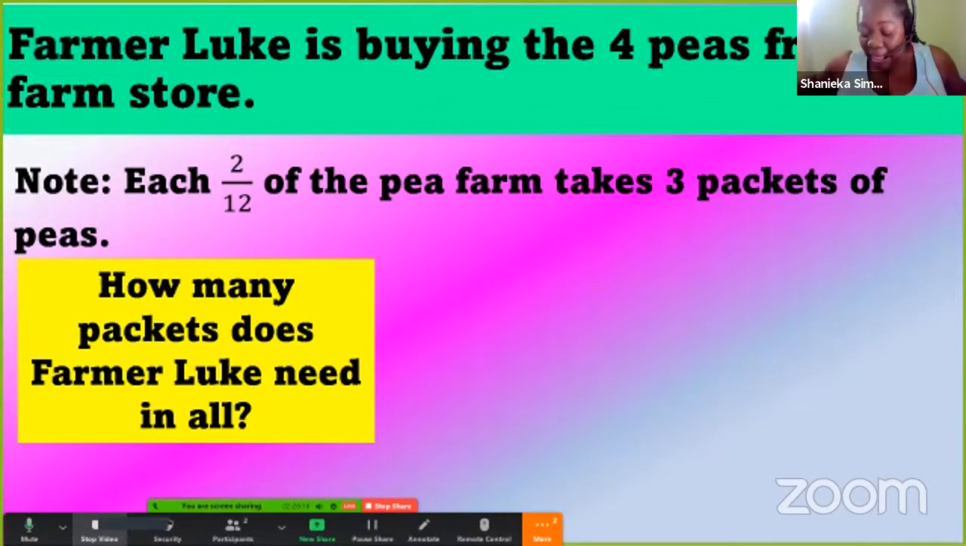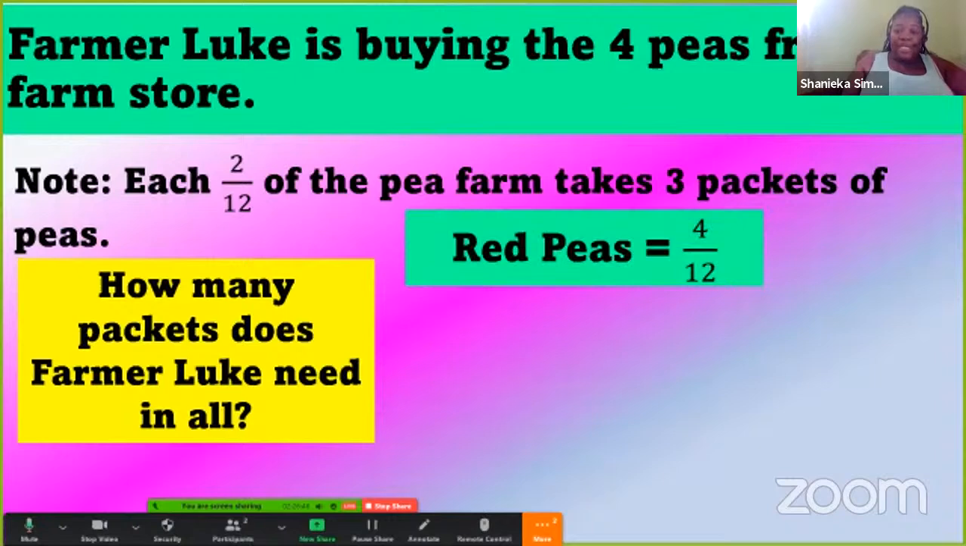So we need 6 packets of red peas, because as Jamari said, since each 2/12 takes 3 packets, in 4/12s we have 2 sets of 2/12s, 2/12s plus 2/12s equaling 4/12s. It means that for one 2/12s we need 3 packets of red peas, and for the other one we need another 3. So we end up with 6 packets of red peas. All right, so let me see what I have here for you. So red peas is 4/12s, and we have 6 packets for red peas.